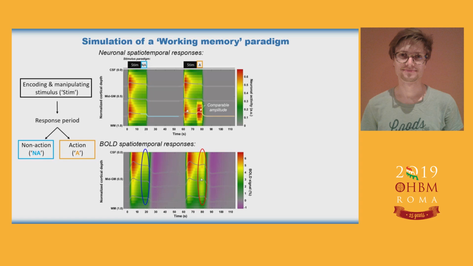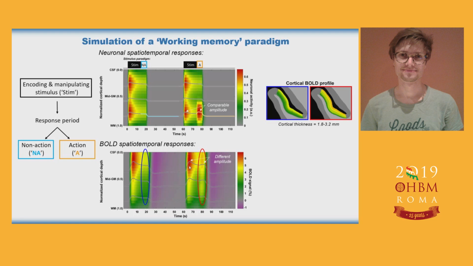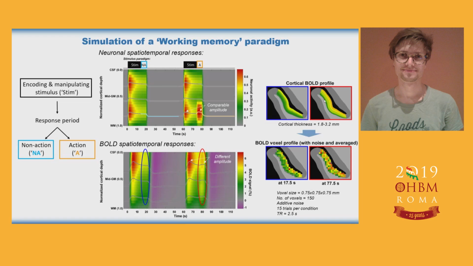And you might also notice, especially in upper depths, that there we have now a difference in amplitude between the response to, let's say, action and the main peak. So to make those simulations a little bit more realistic, we basically projected those responses on a piece of cortical surface, where we also varied the thickness of the cortex. And then we downsampled these cortical BOLD profiles to temporal and spatial resolutions which are common in high-resolution fMRI data.